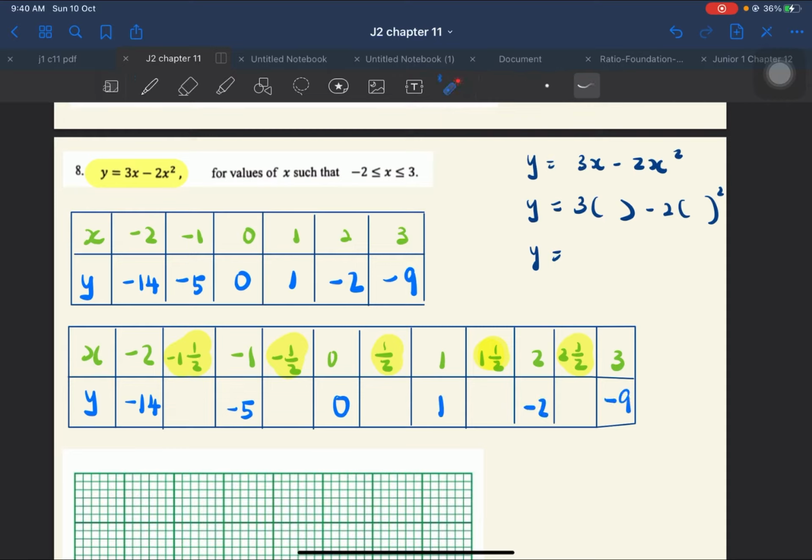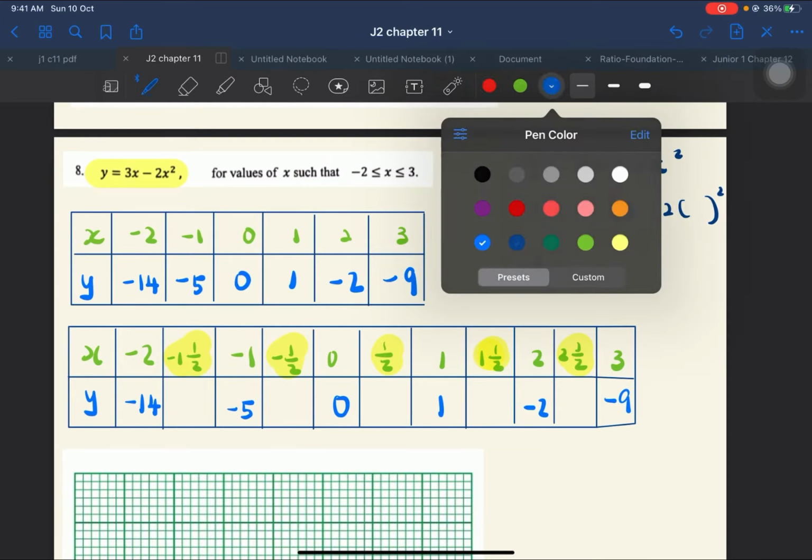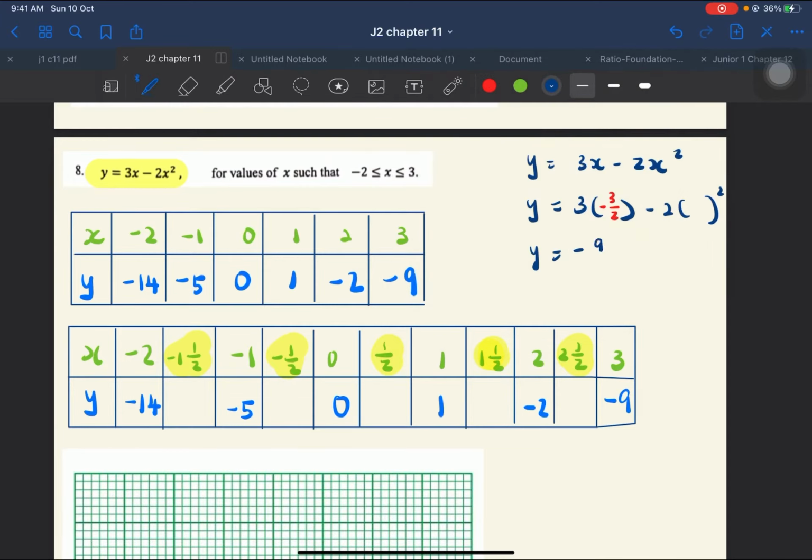Okay, and now we're going to identify the missing column here. What is your y value when your x is equal to negative 1 and 1 over 2, which means negative 3 over 2? We put it into improper fractions. So you will get negative 9 over 2. Over here as well, it's negative 3 over 2, minus 2, you will have 9 over 4.